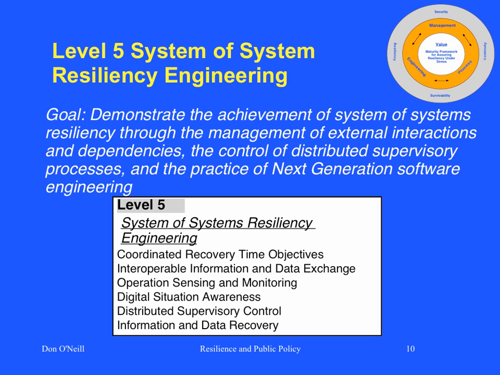The Level 5 goal is to demonstrate the achievement of system of systems resiliency through the management of external interactions and dependencies, the control of distributed supervisory processes, and the practice of next-generation software engineering. A defined engineering challenge of adopting resilience throughout the nation's critical infrastructure is needed.